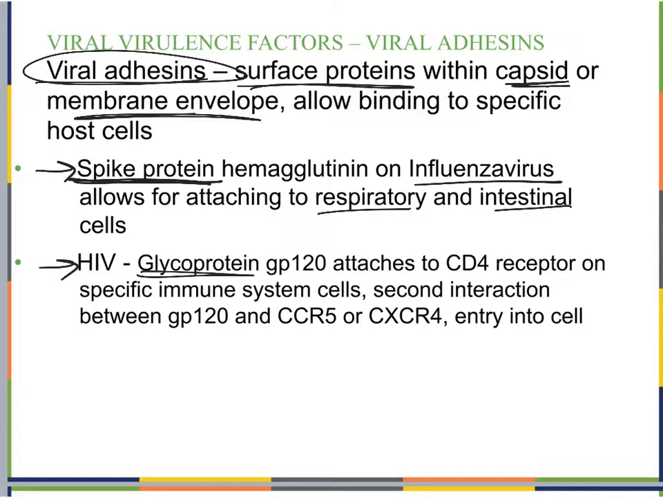Another example is with HIV. Remember, we have the glycoprotein, which is GP120, is going to attach to that CD4 receptor on our immune system cells, on our CD4 immune system cells. So that protein spike, called the glycoprotein GP120, is the one that's going to attach to that CD4 receptor. And then there's that secondary interaction that causes a shift, and that's between the CCR5 or the CXCR4. And then once those two things are attached, then we have entry into the cell. It's able to get itself into the cell that way. So those are examples of different viral adhesins, so allowing them to stick to the cell, and then they're able to invade after that.